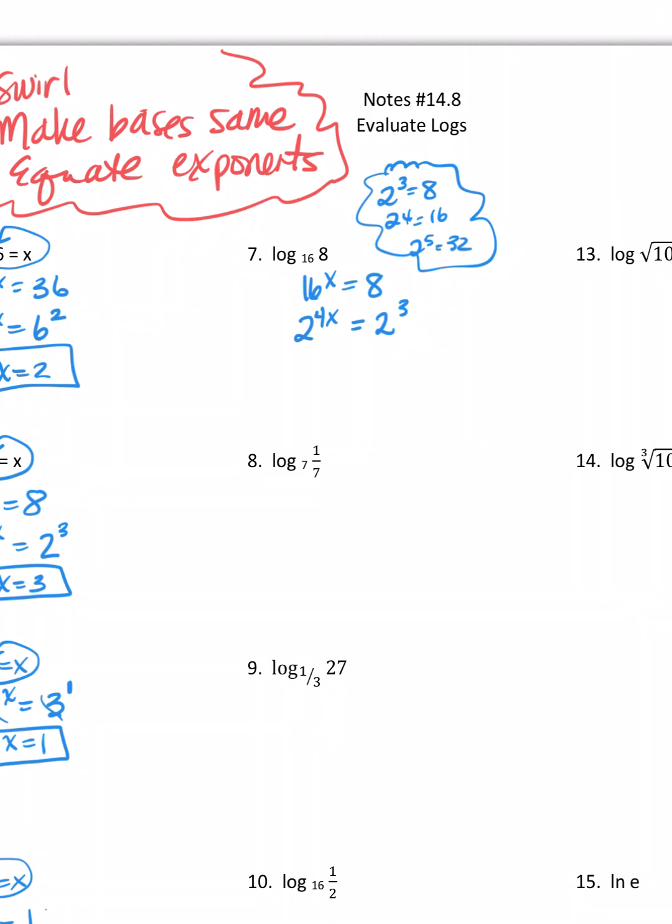Those are just good memory things to have in your head. Now that the bases are the same, they drop out, and my exponents drop down. So I have 4x equals 3. So I'm going to divide by 4. So x is just 3/4. Number 8.